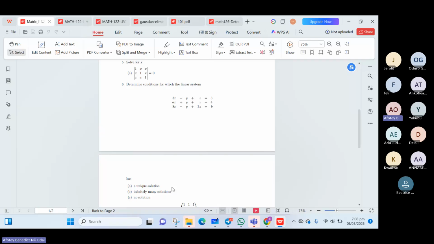So just a hint. With the unique solution and no solution and whatever, it's mostly dependent on the determinant, right? It's mostly dependent on the determinant. So think around determinants with these 3 conditions that we have.